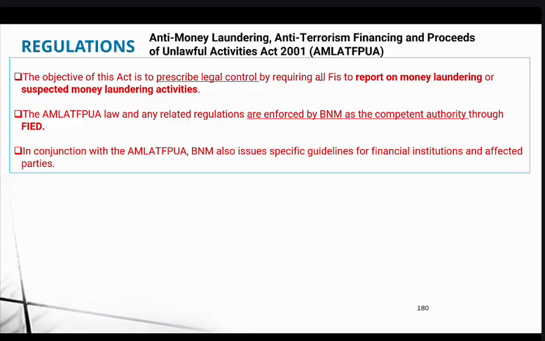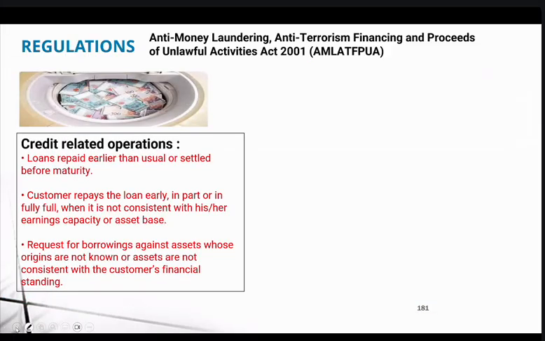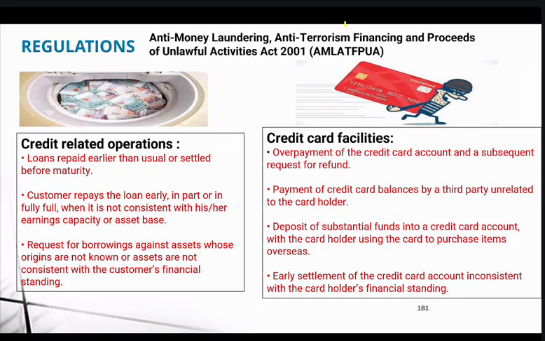The objective of this act is to prescribe legal control. They require all FIs to report on money laundering. And this is where they have record keeping, reporting of suspicious transactions, and records retention here. This is the slide that will come up in the exam. They'll ask you, what are the warning signs under AMLA? So circle this one, particularly on the right side, AMLA here.